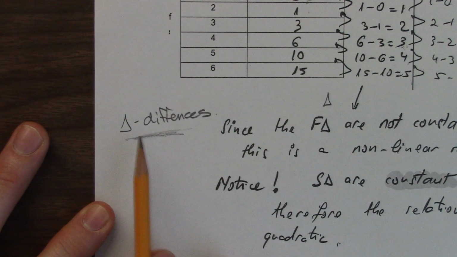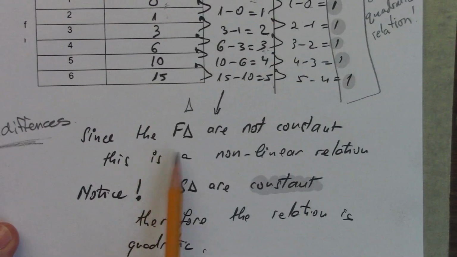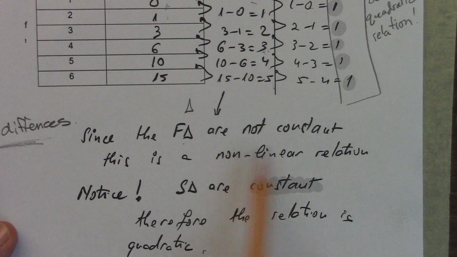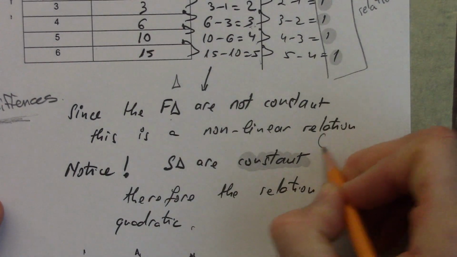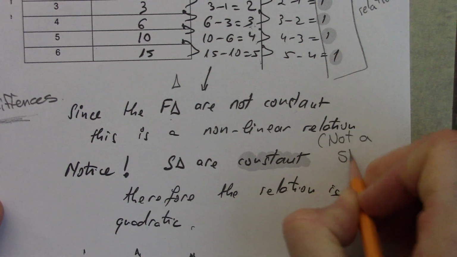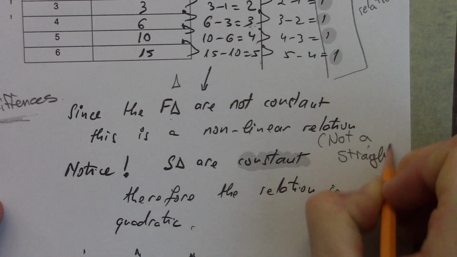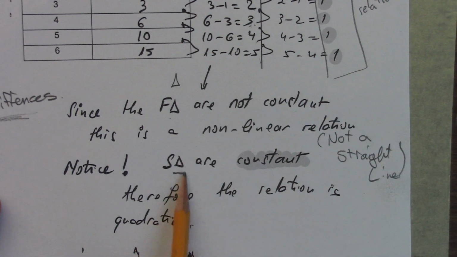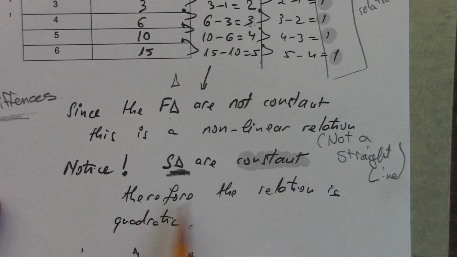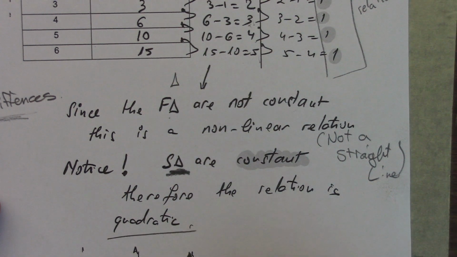Triangle means differences. So we have, since the first differences are not constant, this is a non-linear relation. It's not a straight line. Okay? Notice the second differences are constant. Therefore, this relation is quadratic.